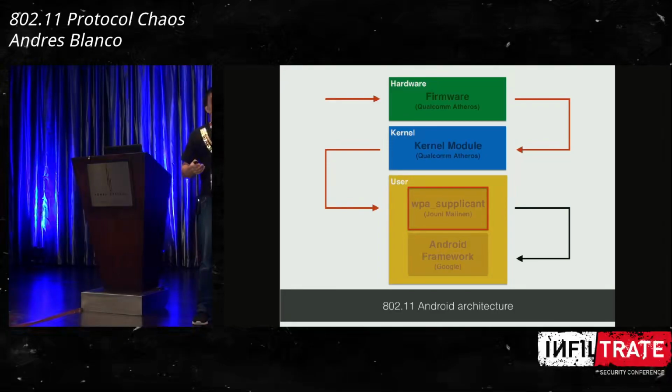Then it's going to go to the kernel. The same thing could happen. Then it's going to go to the supplicant. And finally, part of the information will end up in the Android framework. So a lot of different vendors and a lot of different persons are touching all these frames in different layers of the protocol. And this could make things really messy.